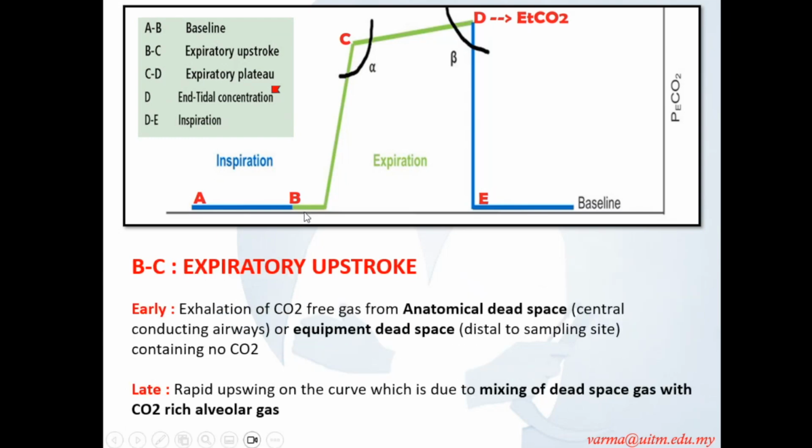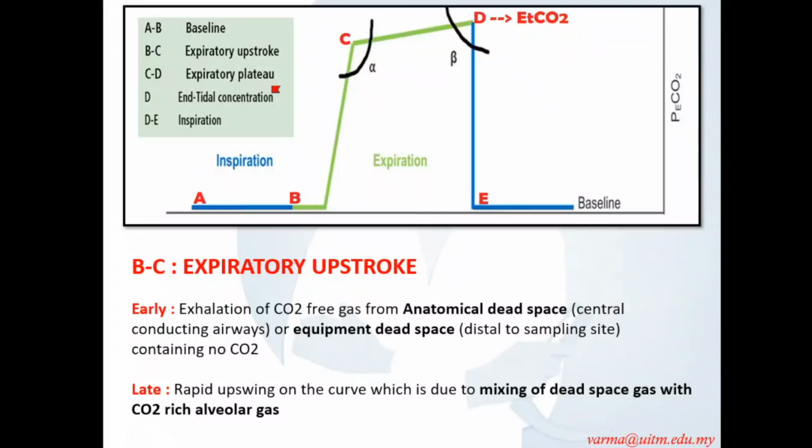B and C, an early part and a later part. So this is the expiratory upstroke. This is the beginning of exhalation. The patient has started to exhale. So there is exhalation of CO2 free gas from anatomical dead space. As I mentioned, you have your anatomical dead space and equipment dead space, supposedly free of carbon dioxide.